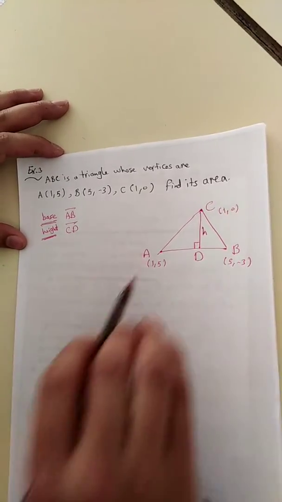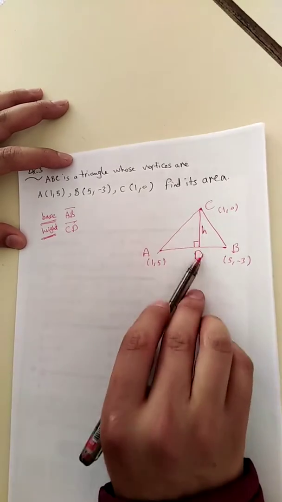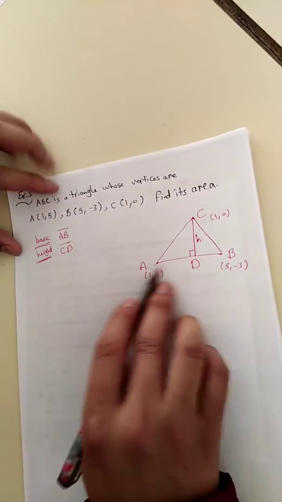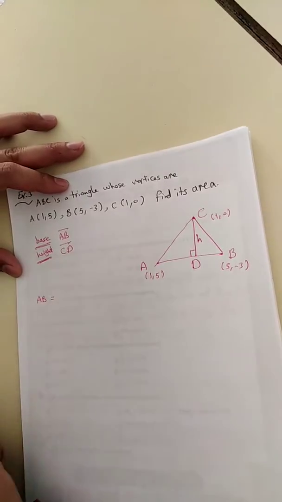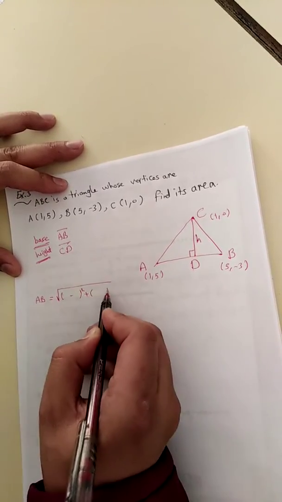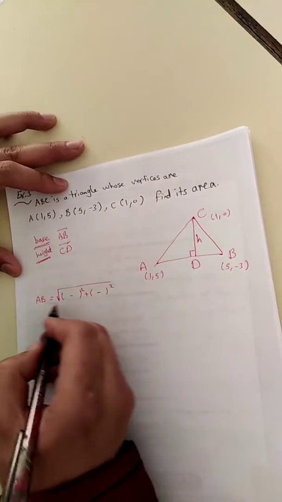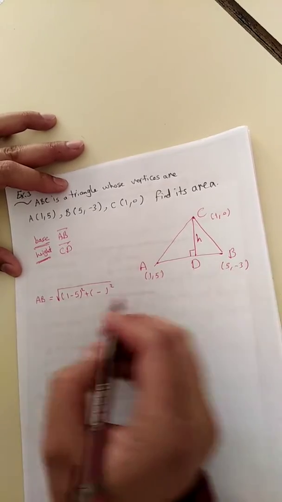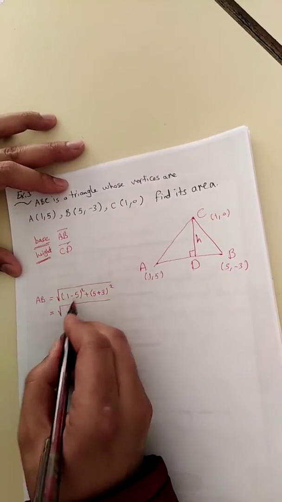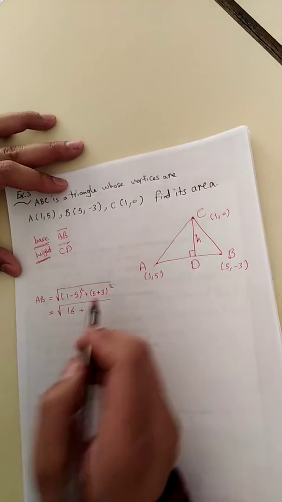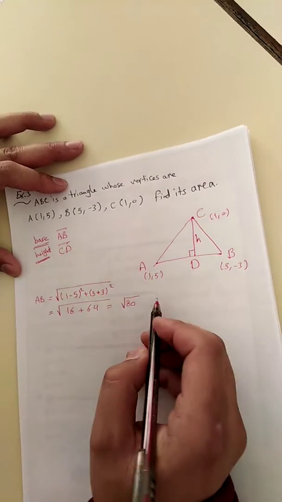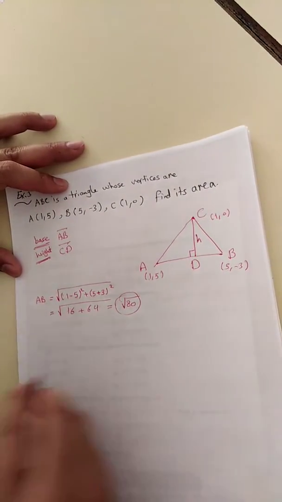Then what do I want? I want to get the length of AB, and the length of the perpendicular line from C to AB. The length of AB equals, by using the rule, the square root of the difference between x power 2 plus the difference between y power 2. The difference between x, 1 and 5, is -4, power 2, 16, plus the difference between y, 5 and -3, 5 plus 3, 8 power 2, 64. The square root of 80. This is the base AB, length unit.